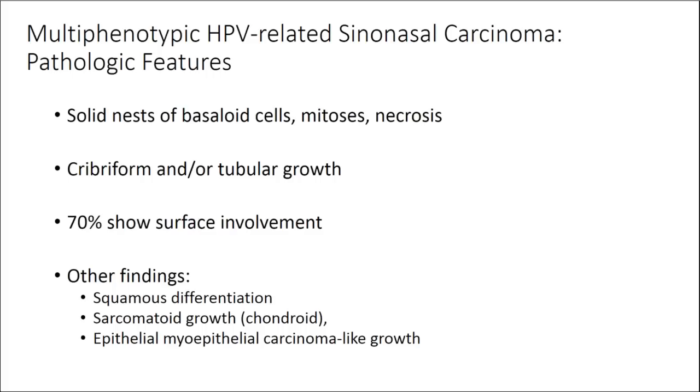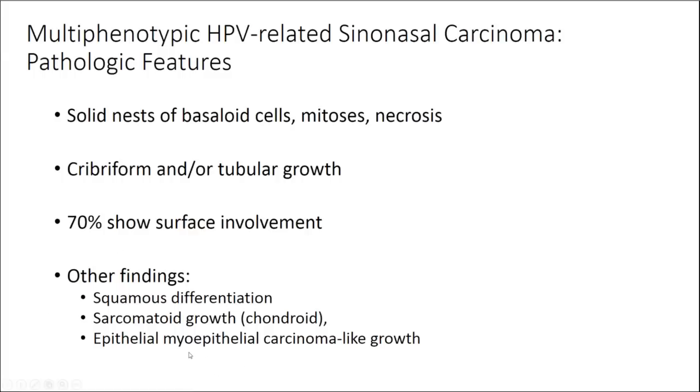So in terms of these lesions, what we see histologically, and I think that was seen in this case, is a very varied histology, often with solidness of these basaloid type cells without a lot of cytoplasm. Often see mitoses and necrosis. You might see a cribriform growth, just like adenoid cystic carcinoma, and many of them will show surface involvement like I had shown you. You may see some other features.